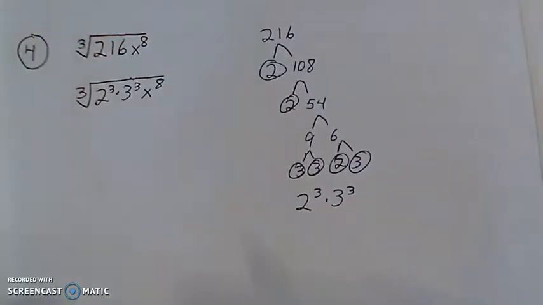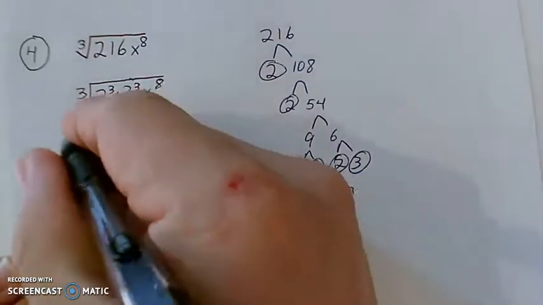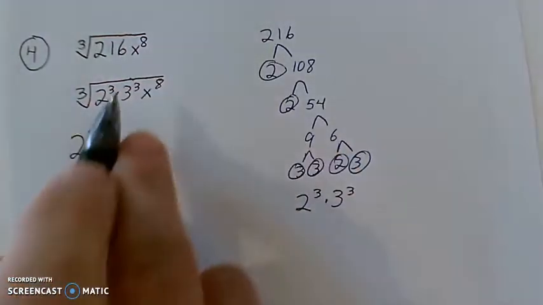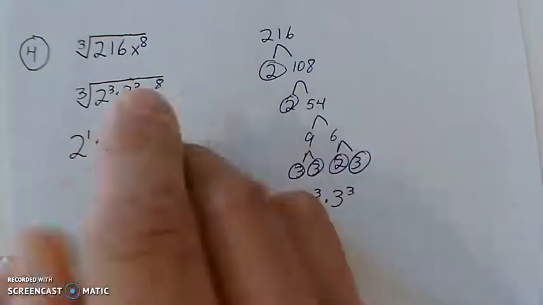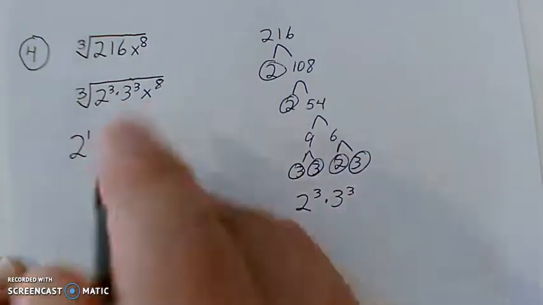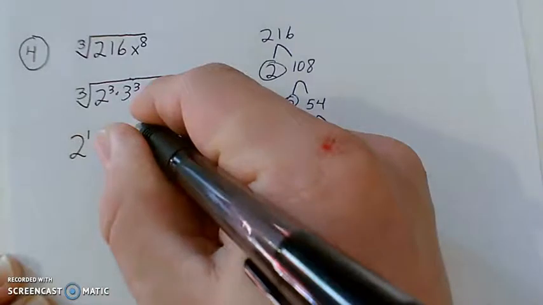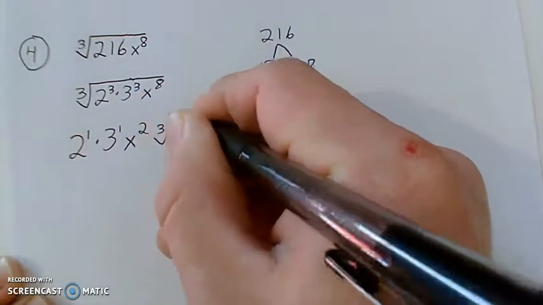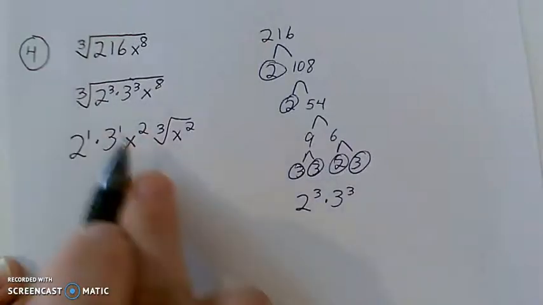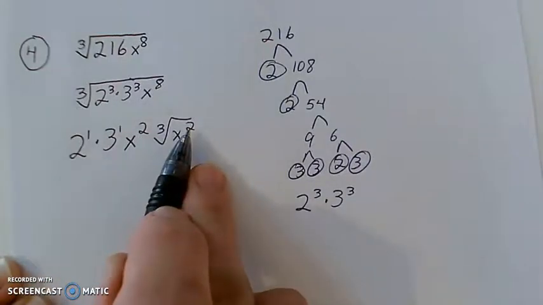Now I'm going to divide my exponents. 3 divided by 3 is 1, so 2 to the first outside. 3 divided by 3 is also 1, so 3 to the first outside. 8 divided by 3 is 2 with a remainder of 2, so it's going to be x squared outside times the cube root of x squared inside.